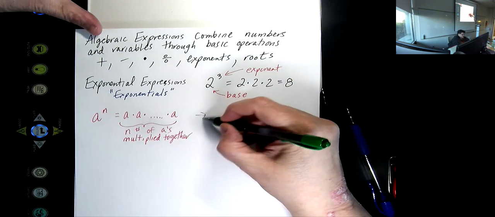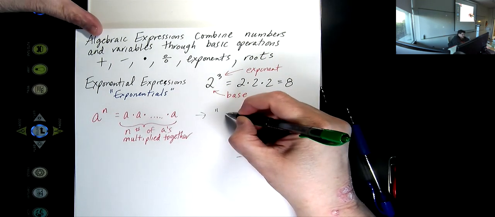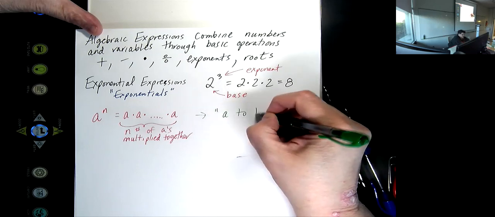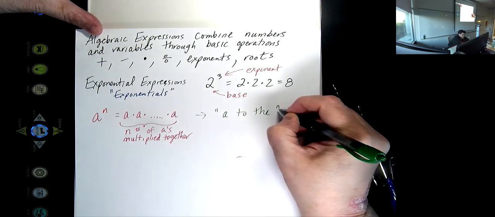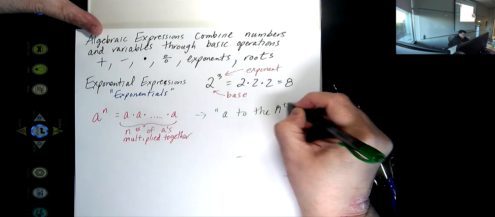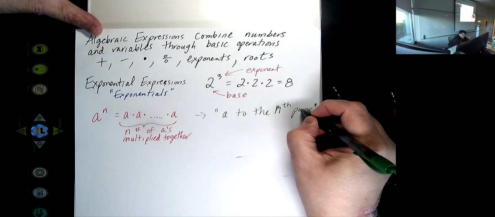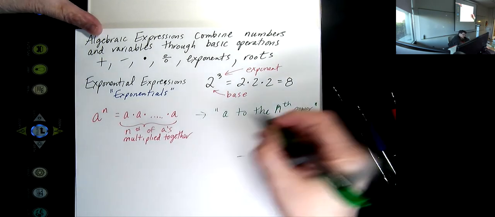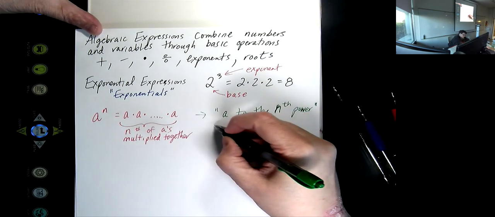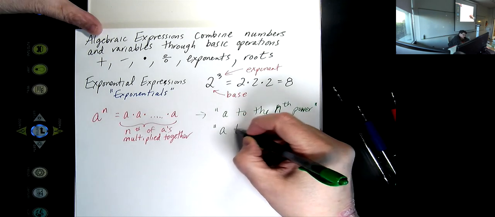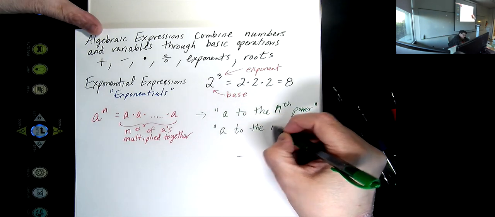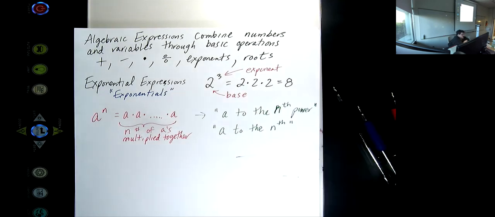There's terminology that is used with it. This is a to the nth power. It's how we verbally say exponents. And some folks, I am guilty of this, sometimes drop the power part, a to the n. It's just lazy, really.